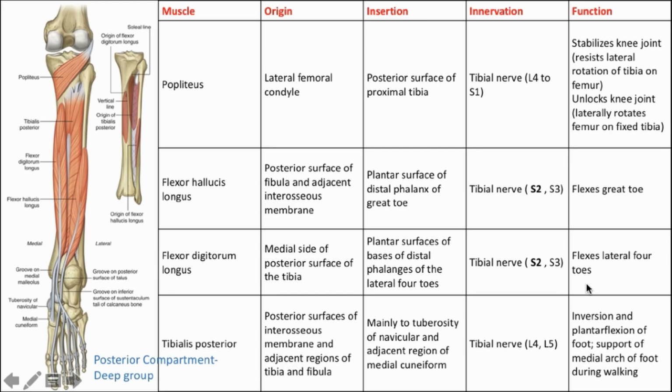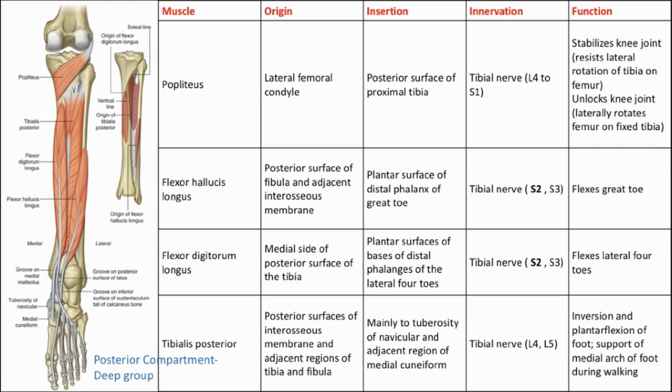So here you go. All right, now we're getting into the deep group, right? These are a little bit more complicated. There are 4 muscles in the deep posterior compartment of the leg. We have the popliteus muscle, the flexor hallucis longus, the flexor digitorum longus, and the tibialis posterior. The popliteus muscle acts on the knee, whereas the other 3 muscles mainly act on the foot.